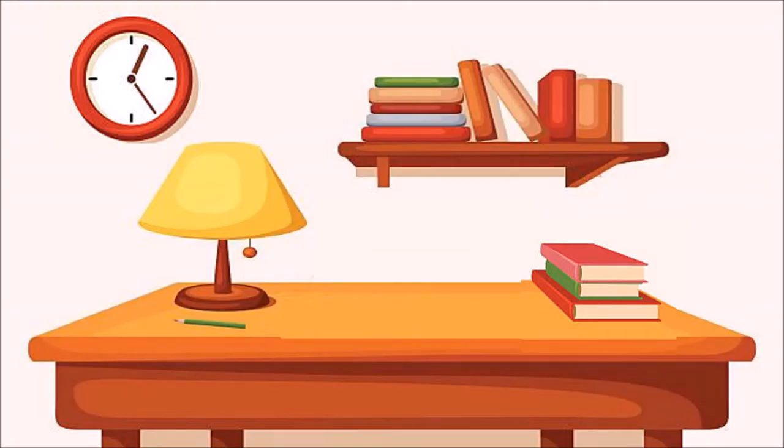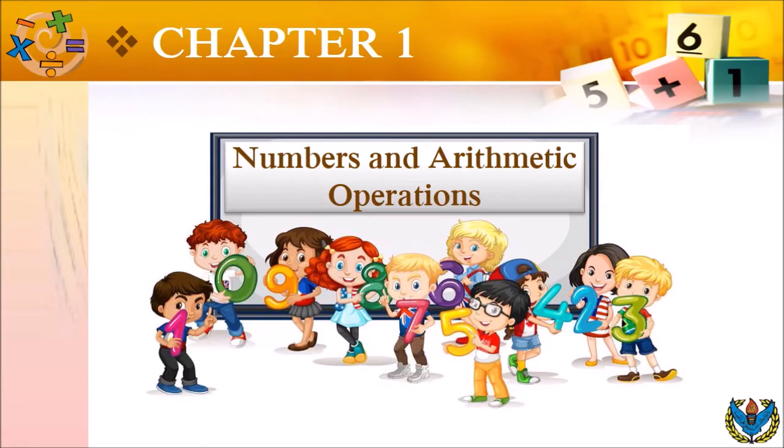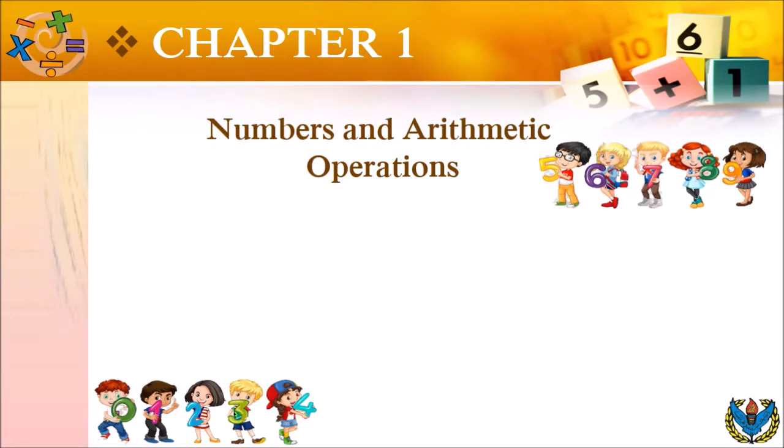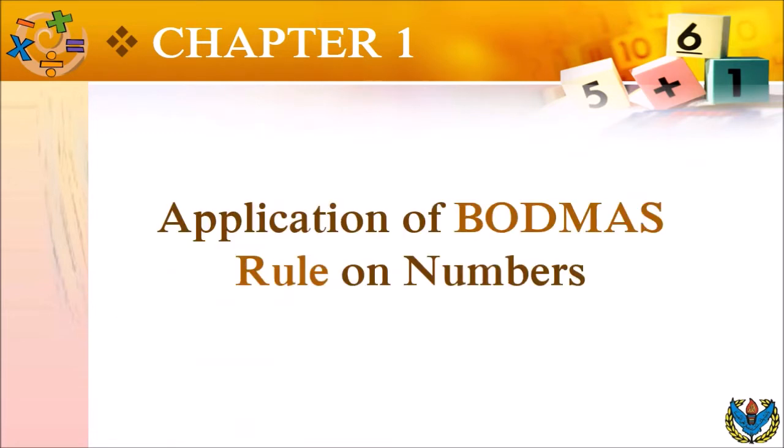But make sure that you have your stationery items, your Oxford Countdown book and a notebook to write the main points. In our first chapter, we have covered the topics numbers up to 1 billion, addition and subtraction of numbers, multiplication and division of numbers. Today we will discuss application of Bodmer's rule on numbers.